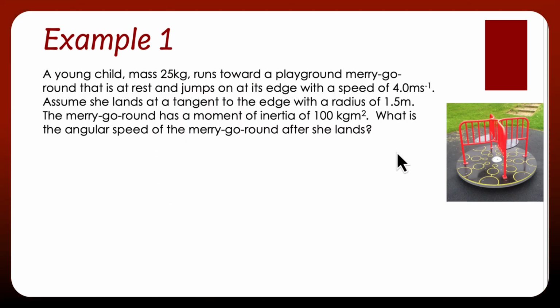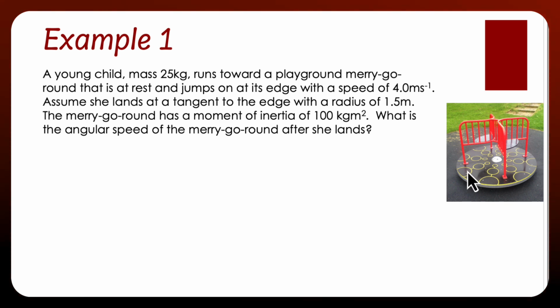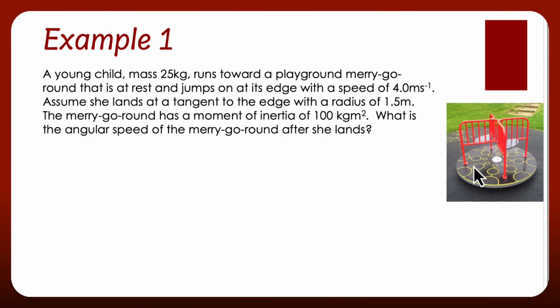So let's use an example. A young child runs towards a playground merry-go-round, like I have in the picture here. It's at rest, and she jumps on the edge, and the child's speed is originally 4 meters per second. Assume she lands at a tangent to the edge, which is at 1.5 meters, and the merry-go-round has a moment of inertia of 100 kilogram meters squared. So we don't have to calculate it, it's already given to us. What is the angular speed of the merry-go-round after she lands?